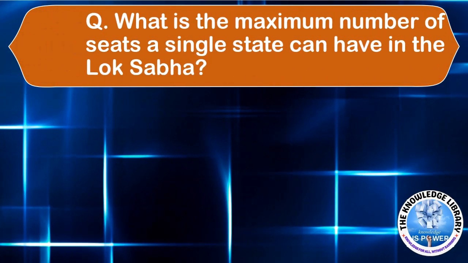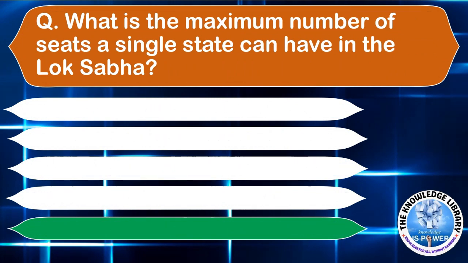What is the maximum number of seats a single state can have in the Lok Sabha? Option A, 50. Option B, 60.